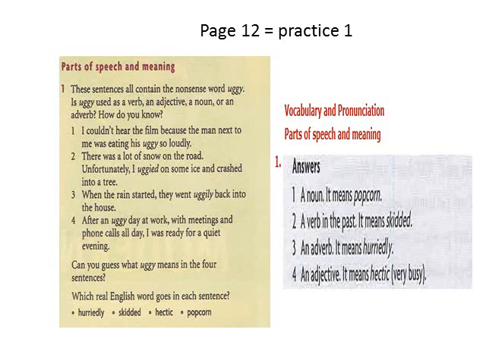Concerning parts of speech, on page 12 there is a practice number 1 that is interested in this topic, parts of speech and meaning. These sentences all contain the nonsense word aggie. Is aggie used as a verb, an adjective, a noun, or adverb? How do you know?